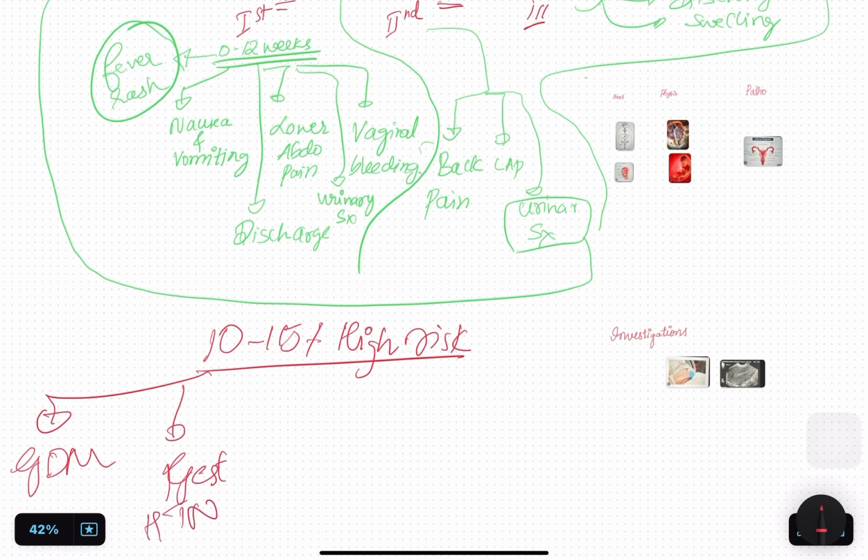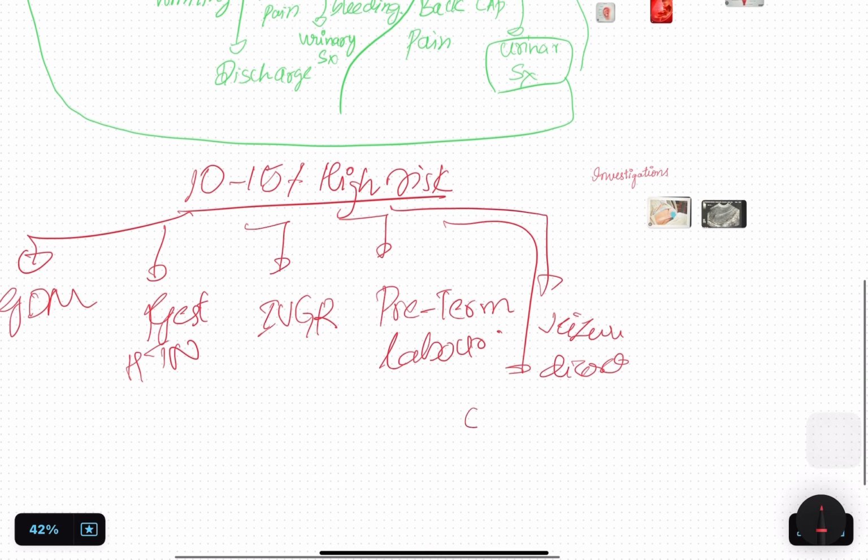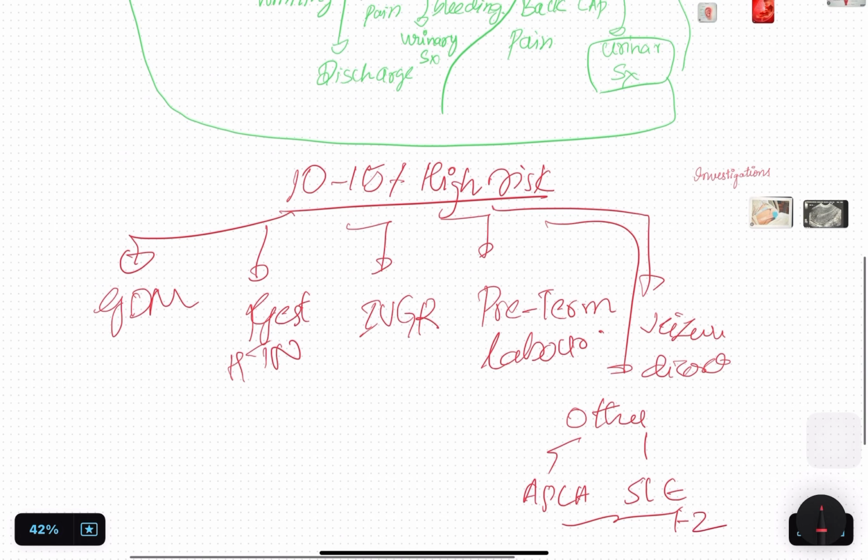Okay, next, what do you think? Any IUGR kind of features, then any preterm labor, yeah, then any seizure disorder. Okay, then others. What do you think you can include under others, which is very broad? For example, APLA, for example, SLE. These are something like 1 or 2 patients which you're going to see in 10 to 15%. Okay, these constitute the more. So you should know the more part as a primary healthcare physician. This you can refer, right? So this is something which you know.